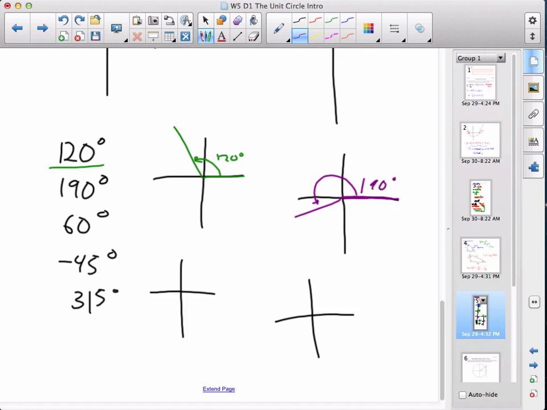Cool. 60. Yeah, okay. 60, we got that. There's 60, again, with the arrow, if you're into that. How about negative 45? Bonnie?